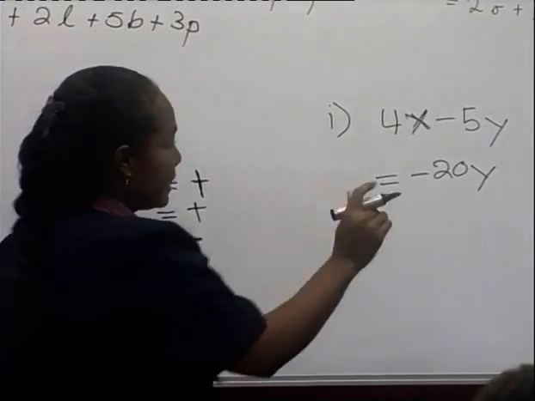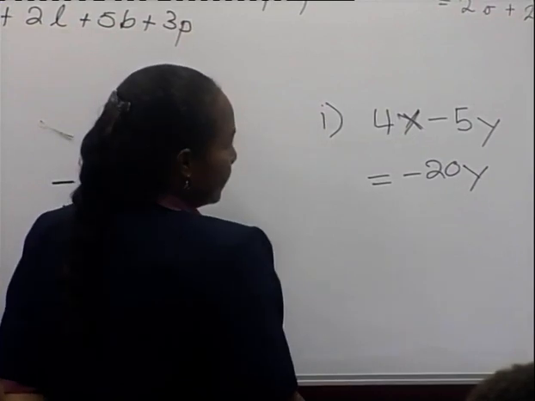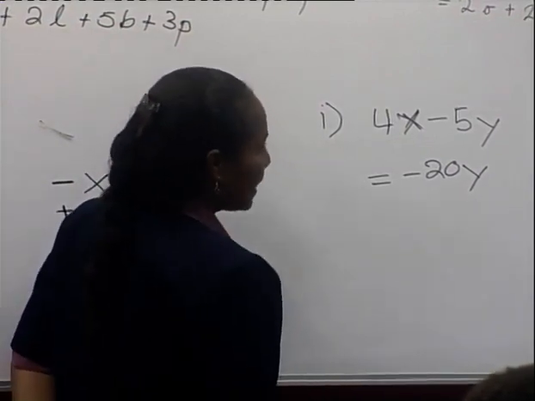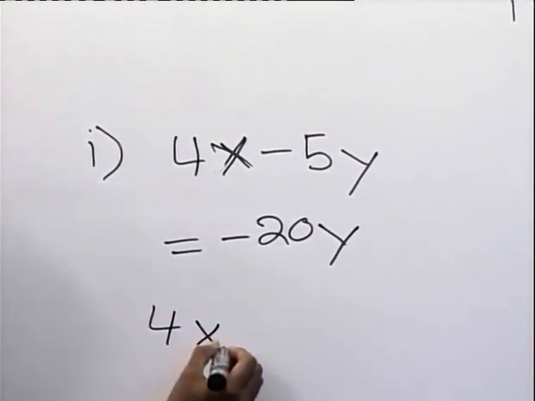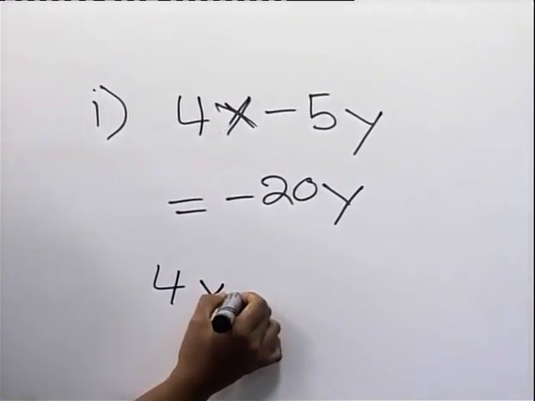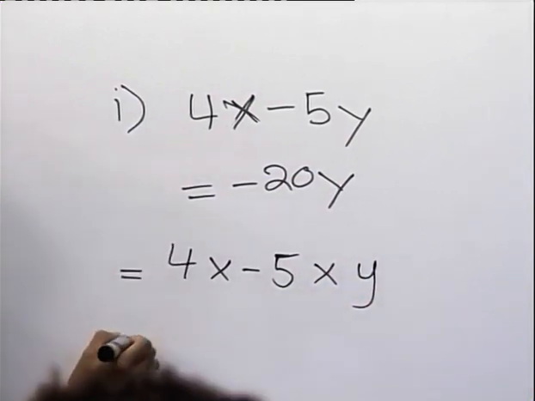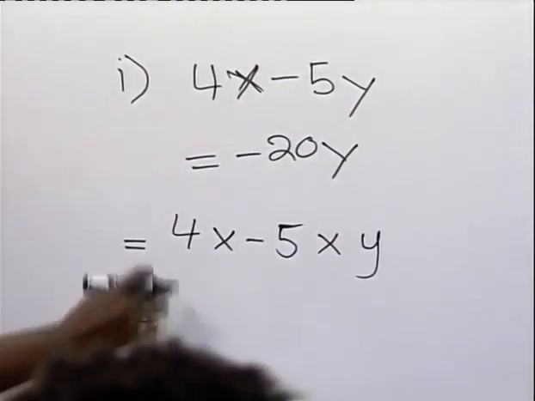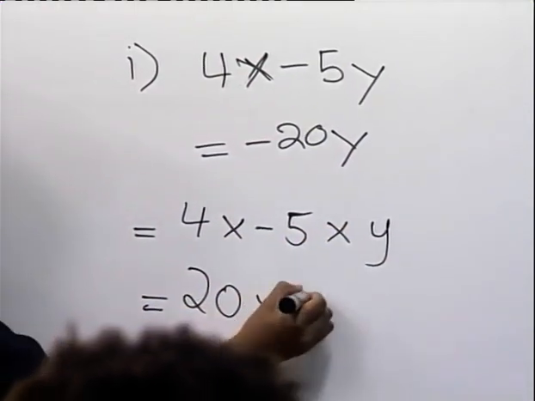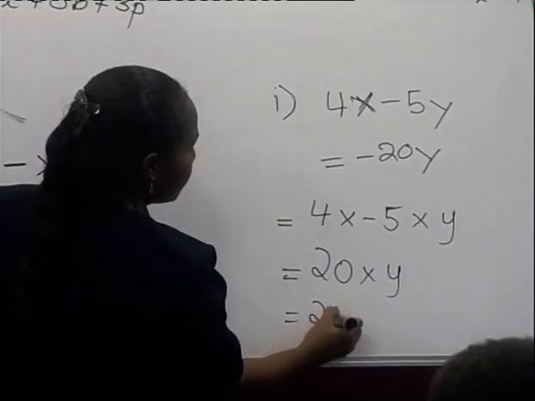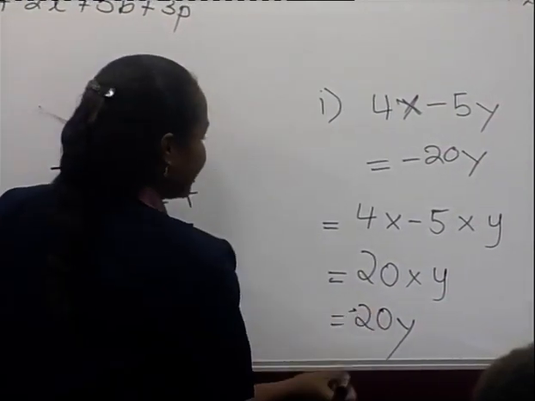Okay, let's see. This is 4 times minus 5y. So the answer is minus 20y. Okay, so what we do, we separate 4 times minus 5 times y. So 4 times minus 5 will give you minus 20 times y. Our rule says get rid of the times sign, which will be minus 20y.